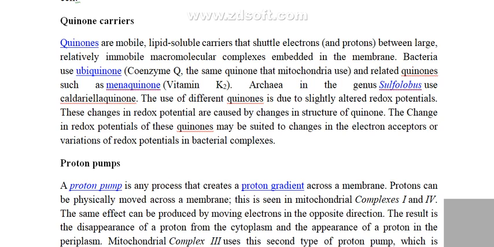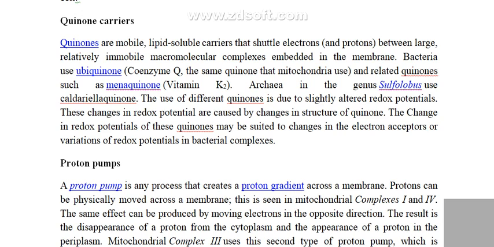So ubiquinone, or coenzyme Q, is the same as in the mitochondria. Mostly bacteria use ubiquinone, or they can use menaquinone, that is vitamin K2, a related quinone. The use of different quinones is due to slightly altered redox potential.